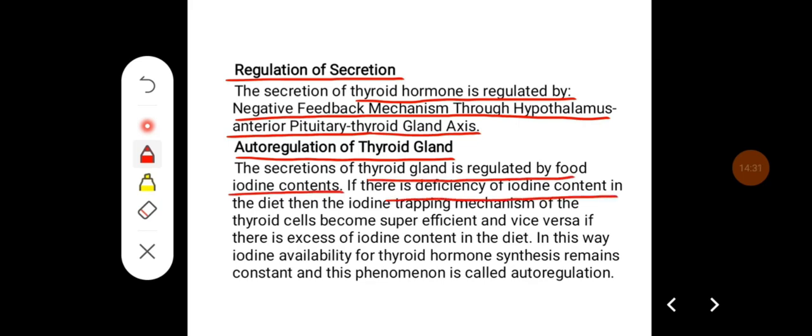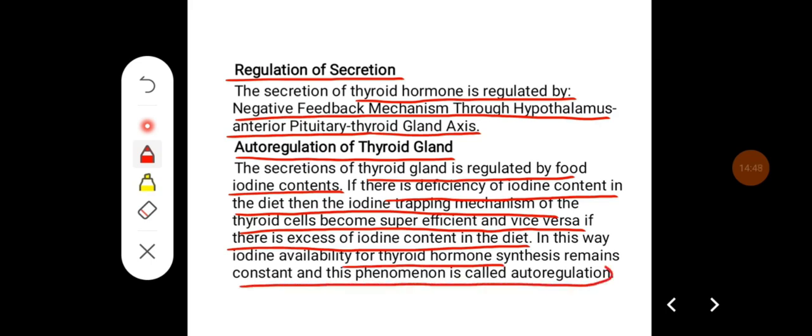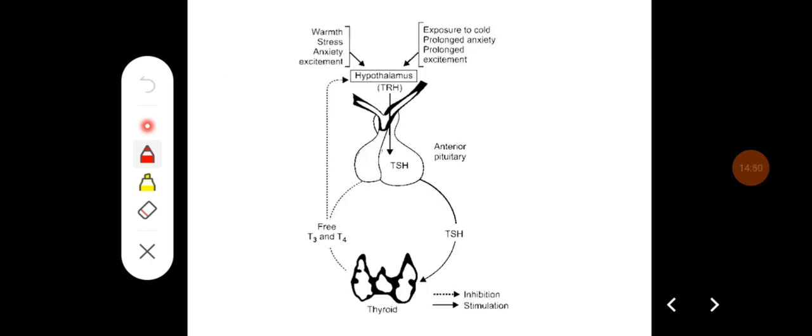If there is a deficiency of iodine in the diet, then the iodine trapping mechanism of the thyroid cells becomes super efficient, and vice versa if there is excess iodine in the diet. In this way, iodine availability for thyroid hormone synthesis remains constant, and this phenomenon is called autoregulation. So this is how thyroid hormone secretion is regulated.